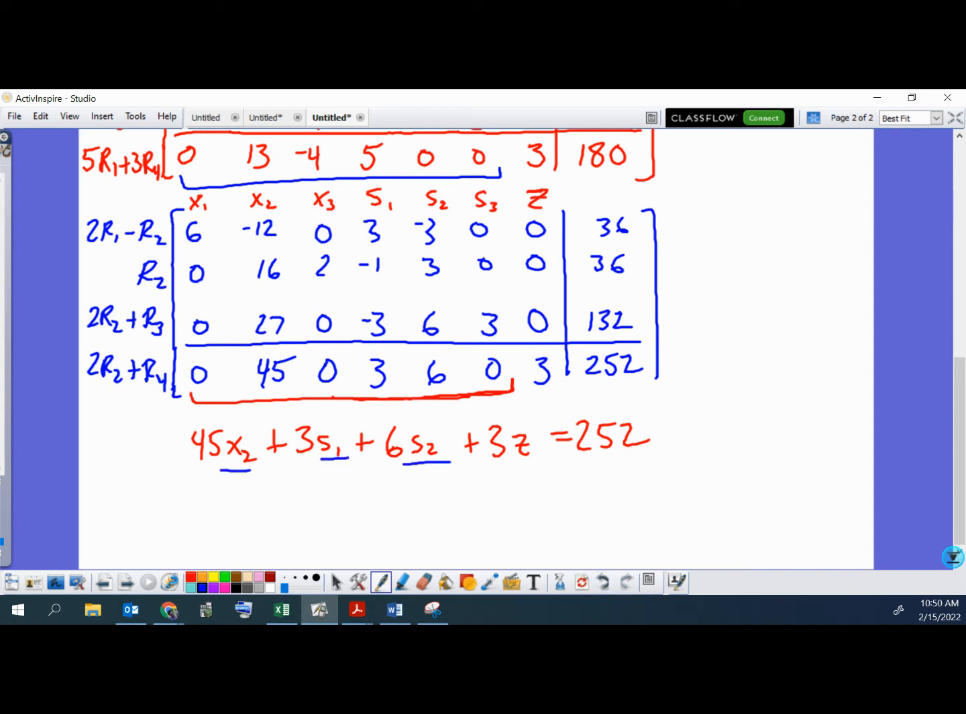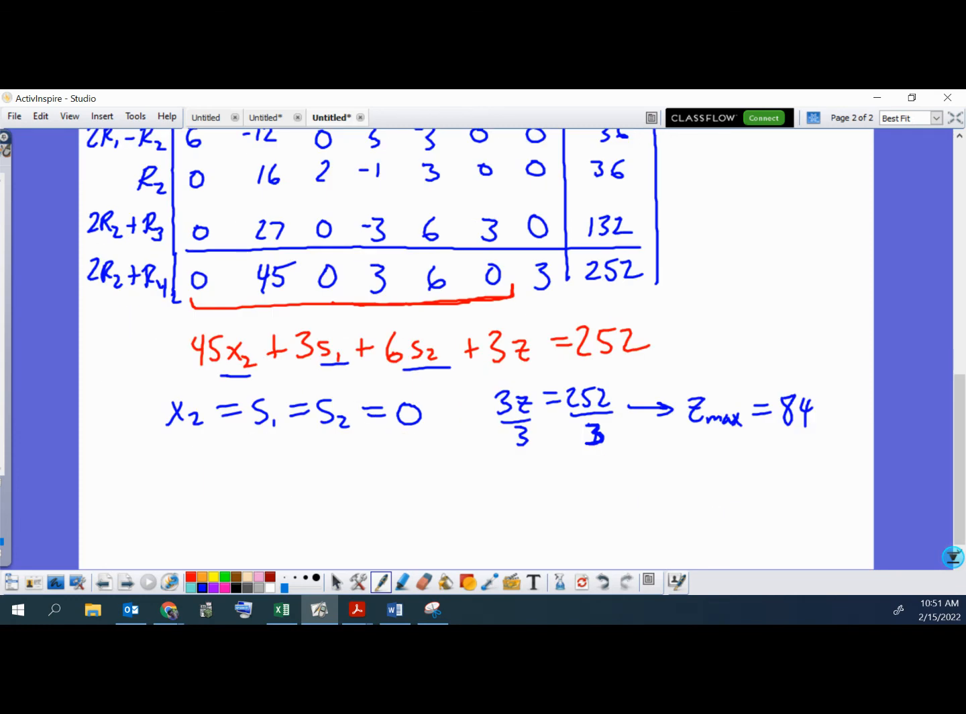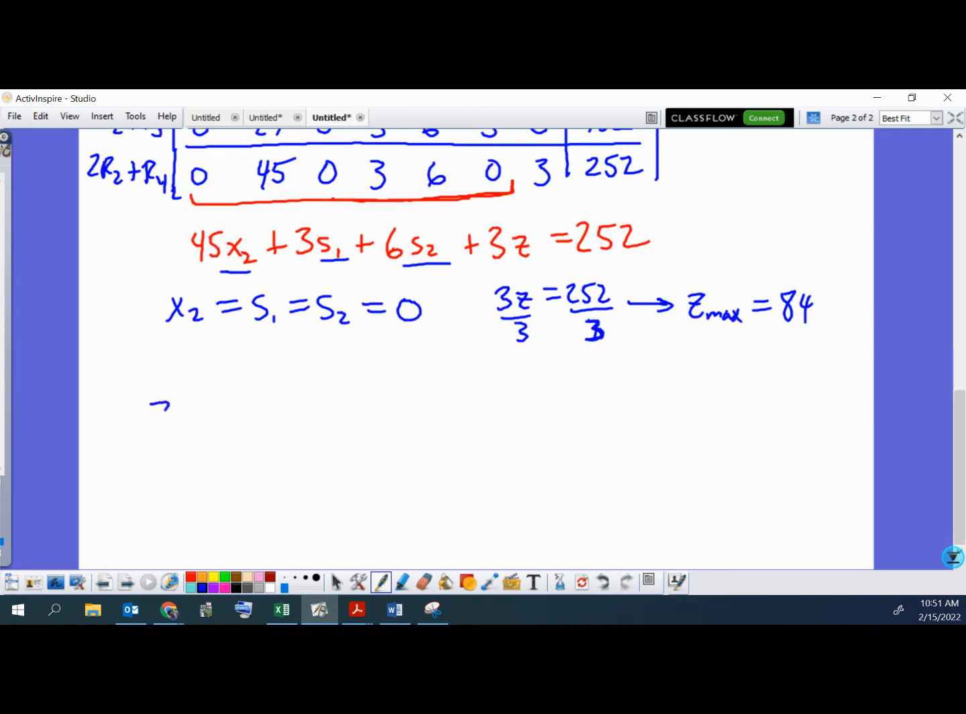So that is the first part of our conclusion here, is that x2 and s1 and s2 are all just 0. And then that gives us 3z equals 252. And now we can divide that by 3. So when we do that, we get z max equals, 3 goes into 25 8 times, with the remainder 1, then 12 4 times, right? So 84. So our max value of z is going to be 84.